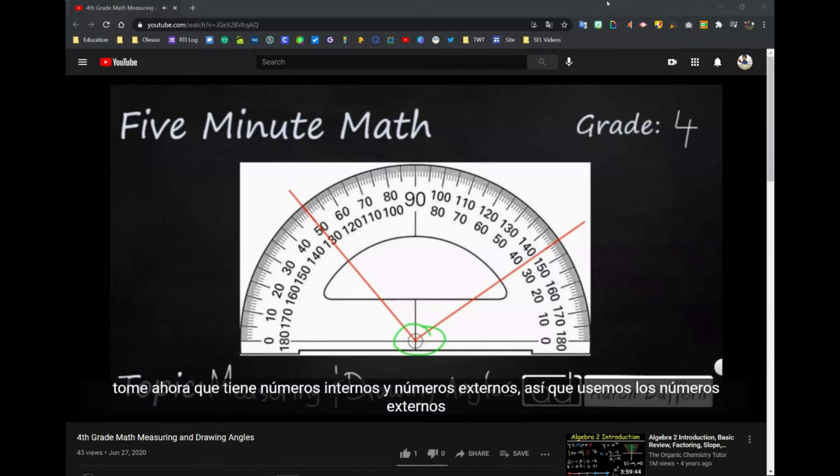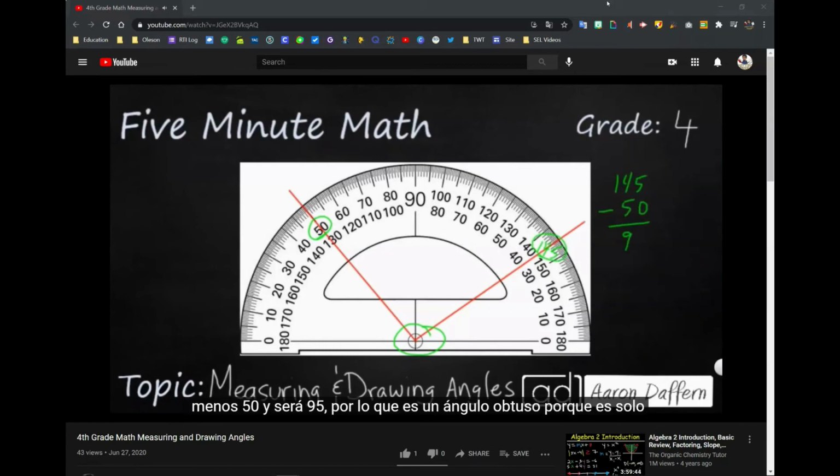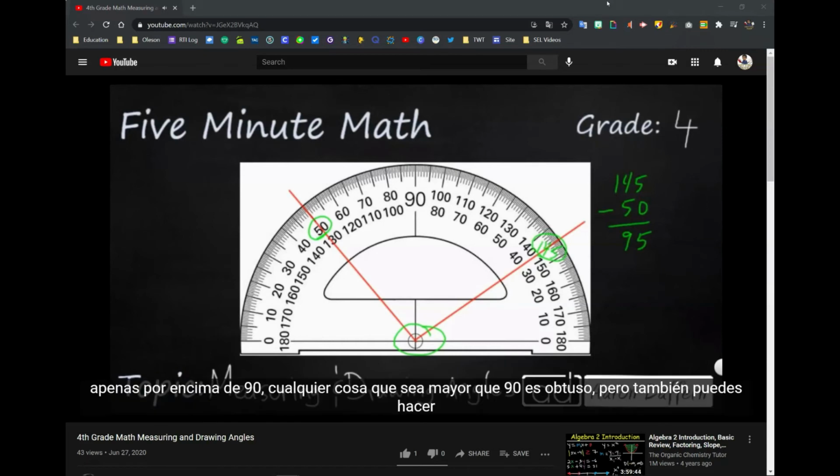Now you have inner numbers and outer numbers. So let's use the outer numbers. My outer number is 50 on that ray, and my outer number on the other is between 140 and 150, so we are going to call that 145. If I wanted to find the measure of this angle, I would simply subtract the smaller from the larger. So I would say 145 minus 50, and that is going to be 95. So it's an obtuse angle because it's just barely above 90. Anything that is greater than 90 is obtuse.